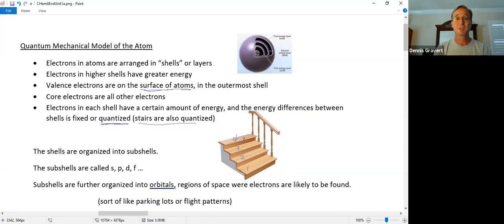Okay, so we got valence electrons, core electrons, electrons in shells, and they have discrete values of energy. They're quantized. Can't just have any. Okay, that's where we're at now. Let's dive in a little deeper. Within a shell, if you watch those electrons and look at their flight patterns, the shells seem to be divided up into subshells.